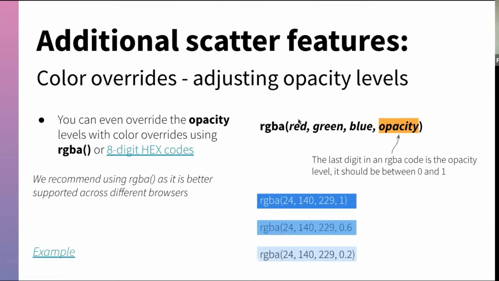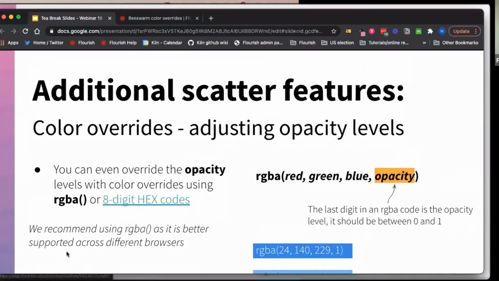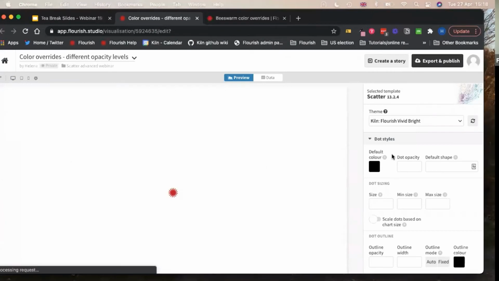In this case, as well as the red, green, and blue colors that we have in a normal RGB code, we have a fourth value, which is the opacity. And you can set this between 0 and 1. So here are just some examples down the bottom here. These are all identical colors, but we've got different opacity levels, which create the transparency.